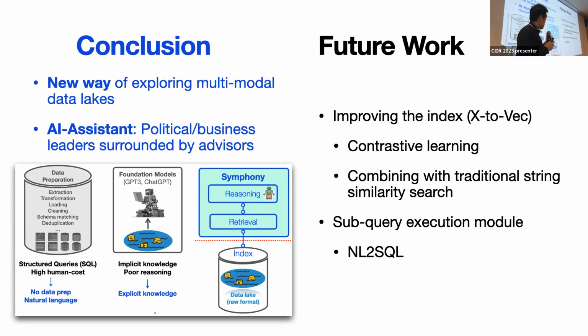And we are also trying to combine semantic search using embeddings with traditional string search. For subquery execution models, as already mentioned, we did some work recently on NL2SQL and table QA. I think this is a direction we keep pushing after the SIGMOD 23 paper. Thanks.